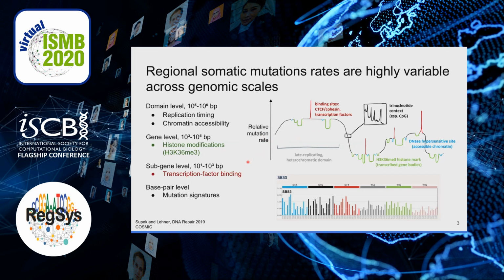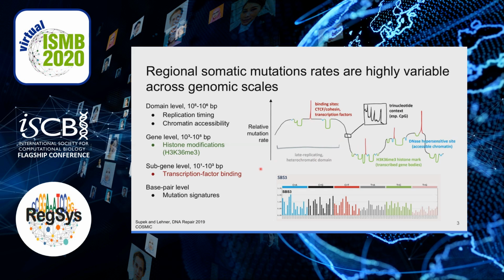And when looking at the subgene level, mutation rates correlate with specific transcription factor binding. Famously, CTCF and cohesin binding sites show elevated somatic mutation rates. This is visualized by these very sharp and narrow red peaks throughout the diagram.